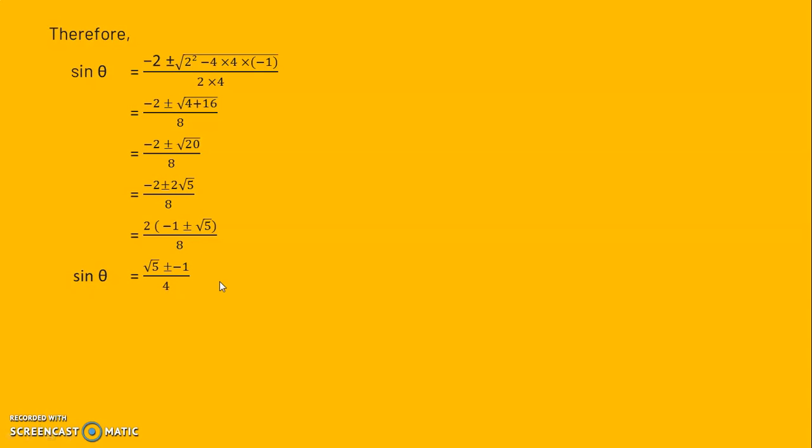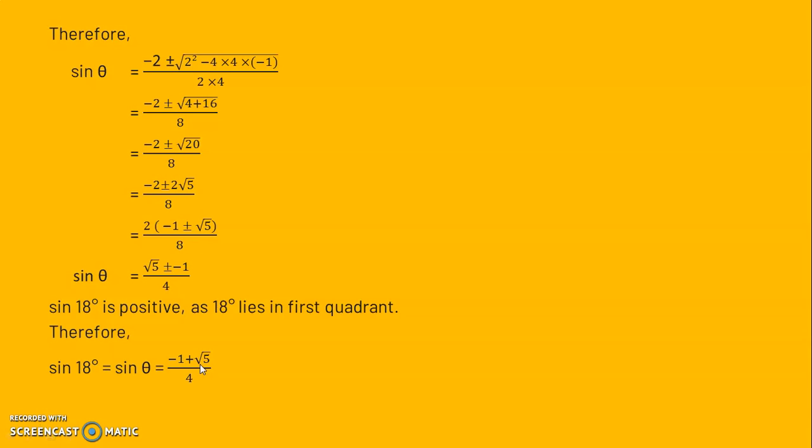Now what is the value of your theta? So we have taken theta as 18 degrees at the first step. So theta is 18 degrees. So 18 degrees lies in the first quadrant. So 0 to 90 degrees lies in the first quadrant. In the first quadrant all the trigonometric functions are positive only. So your sin 18 degrees is also positive because it lies in the first quadrant. Okay. So we can write this sin theta as minus 1 plus root 5 divided by 4. So the plus or minus will be converted to only plus. There is no minus here because sin 18 degrees is positive.